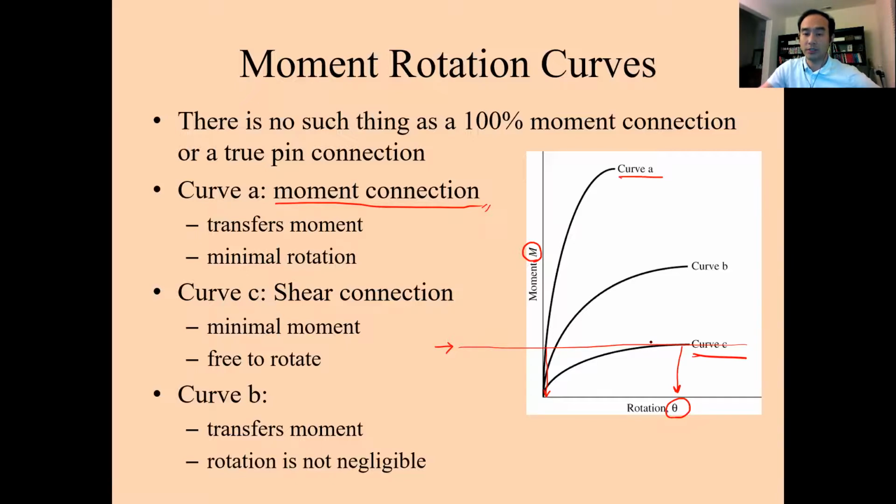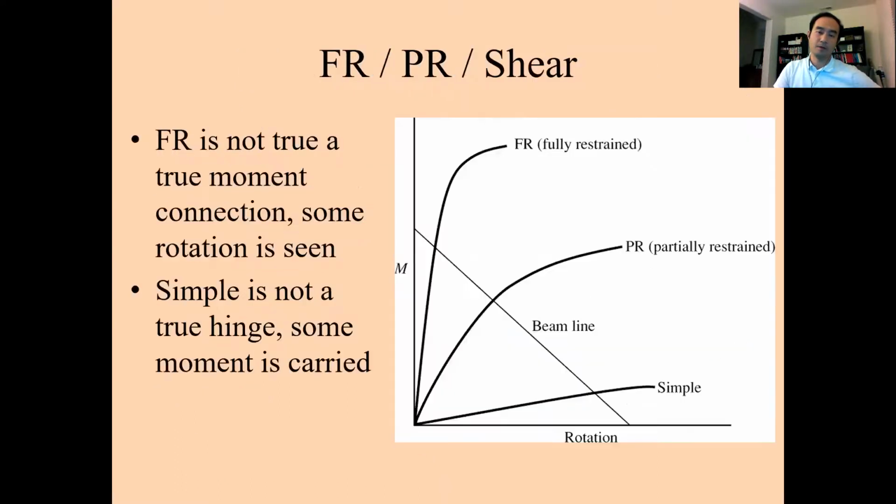We intentionally allow the rotation. That's why we have a lot higher rotation with a given amount of moment. So that is classified as a shear connection. Minimal moment, free to rotate. And curve B is kind of in between. So in steel design, we also call a moment connection fully restrained, and the simple connection is the shear connection. In between, we call it partially restrained.